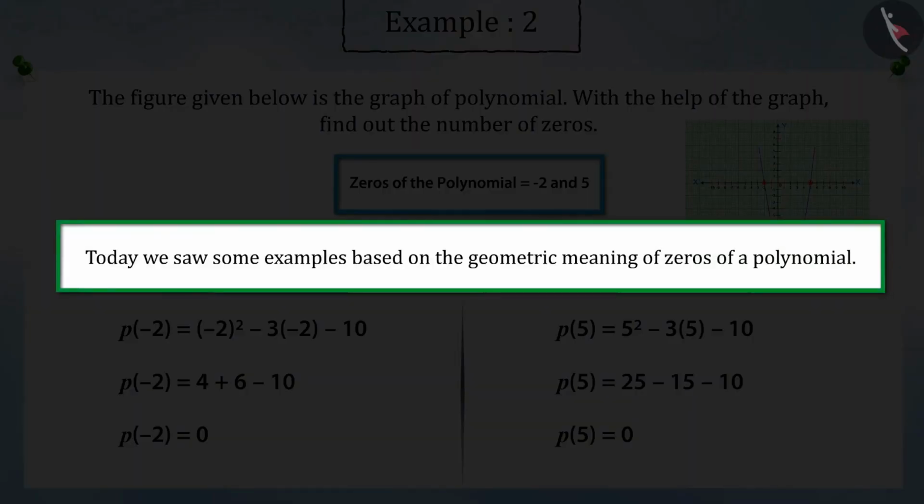In today's video, we studied how to find the number of zeros of a polynomial using its graph.